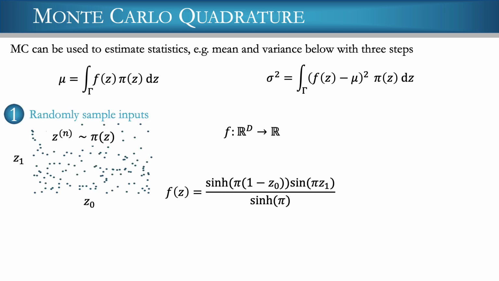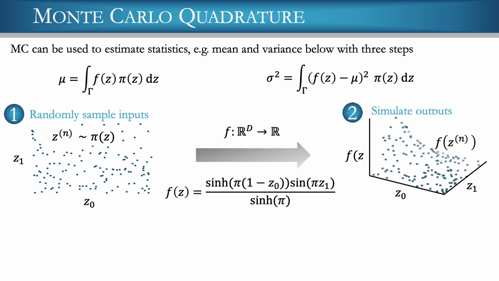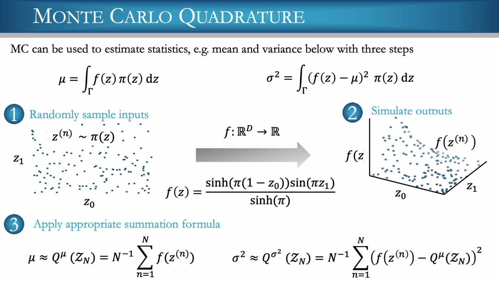At a high level, any statistic can be computed using Monte Carlo quadrature with a simple 3-step procedure. First, we randomly draw samples from the joint density of the random variable z. Second, we evaluate the function at each sample. And third, we compute the statistic by the appropriate formula, which will involve summing over each evaluation of the function. The formula for the mean is given on the left, and the formula for variance is given on the right.